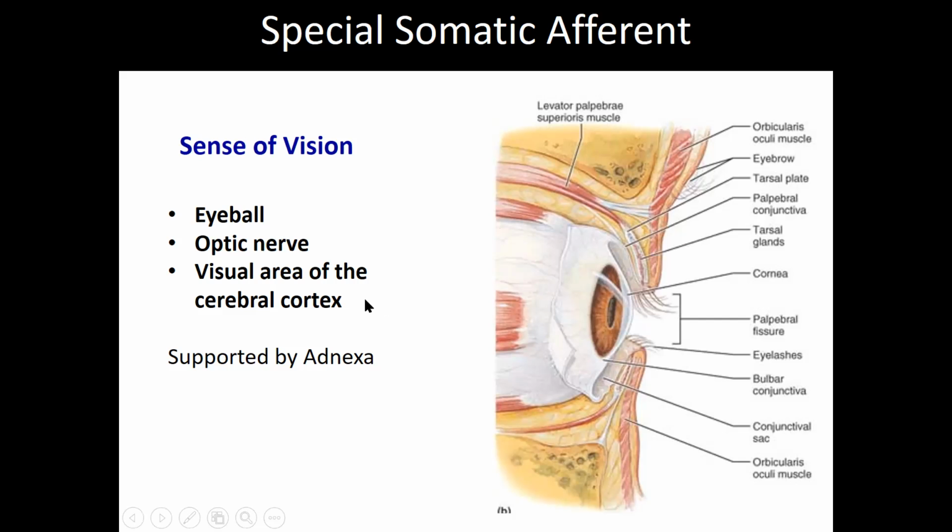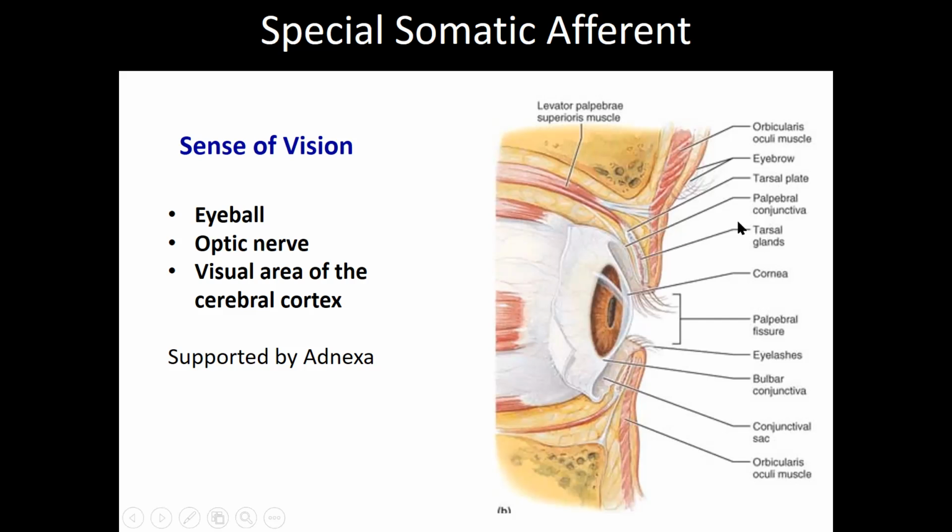And then this optic nerve reaches the brain, and the information is processed in the visual area of the cerebral cortex. So these are the nervous components: the retinal layer of the eyeball, the optic nerve, and the visual area of the cerebral cortex. These three neural structures are involved in image formation. And of course, the whole process is supported by adnexa. Adnexa is the term used for the supporting tissue for the eyeball. We would come back to it.